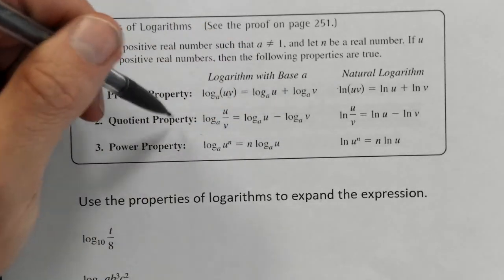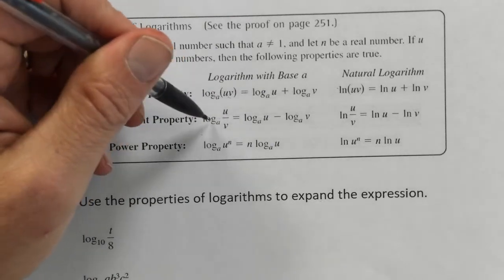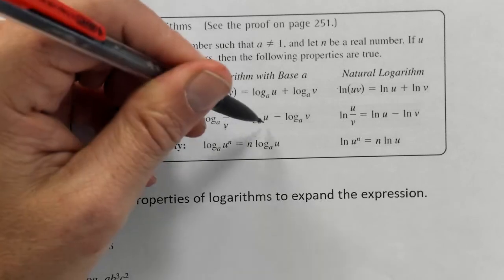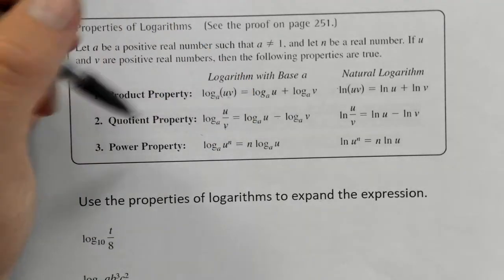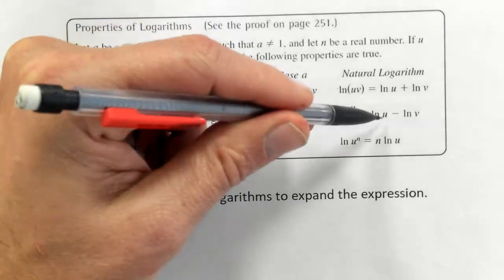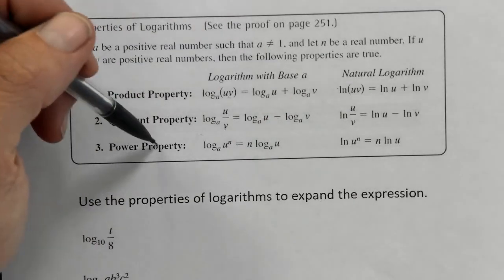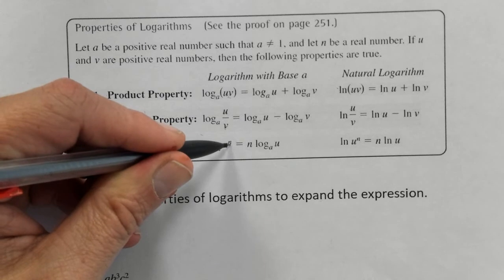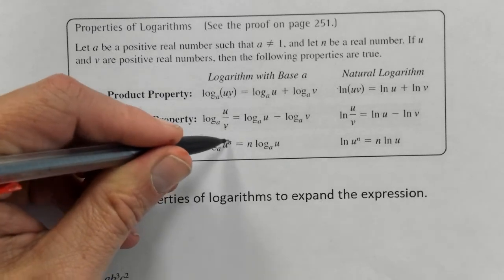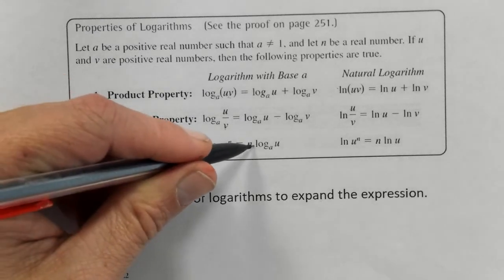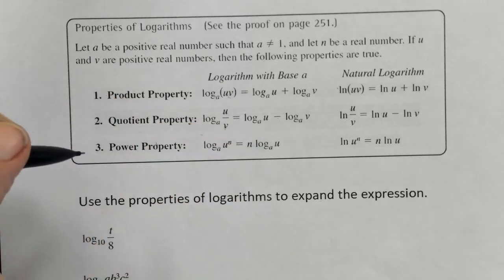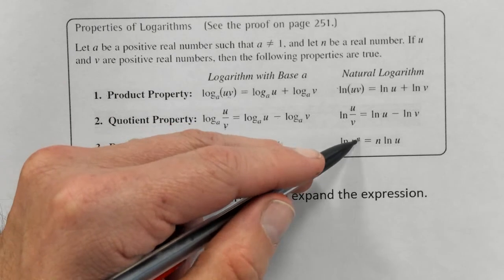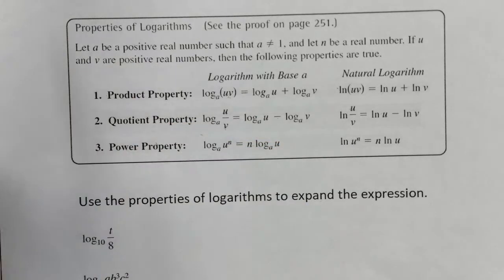Okay. Quotient property, if you're dividing. If you're taking the log base A of u divided by v, you could split those into a difference. Same thing with the natural log. Split these into a difference. Then you've got the power property. If I'm taking log base A of u to the n power, then you can rewrite that with this exponent multiplied by the front of the entire function. And in natural log, here's the way it would look. Natural log of u to the n power is equal to n times the natural log of u.